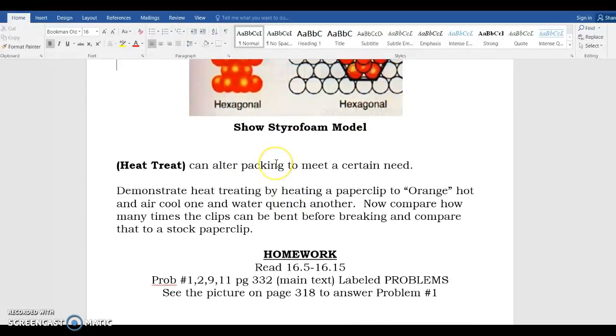We're going to heat treat something in class. I'll do it really quick, a paper clip right in class, and we can talk about that and what that means and how it rearranges the atoms and strengthens the material just by that rearrangement. And we talked a bit about metal works and things like that.